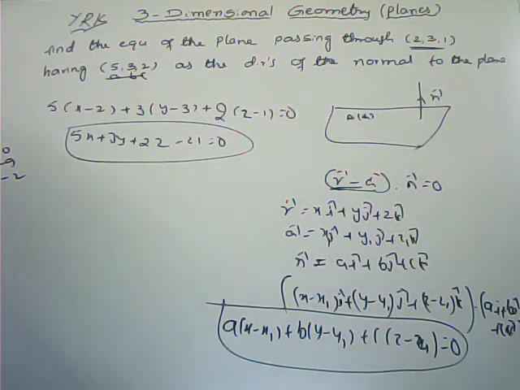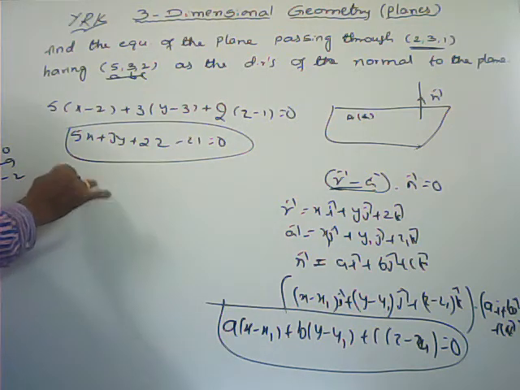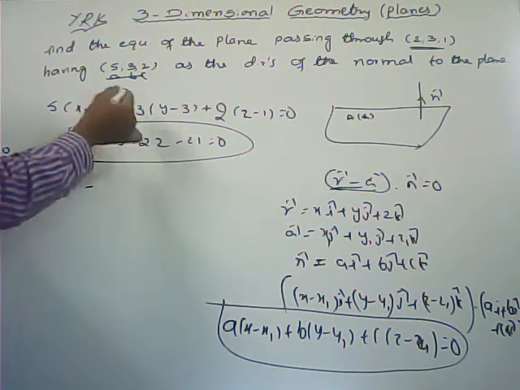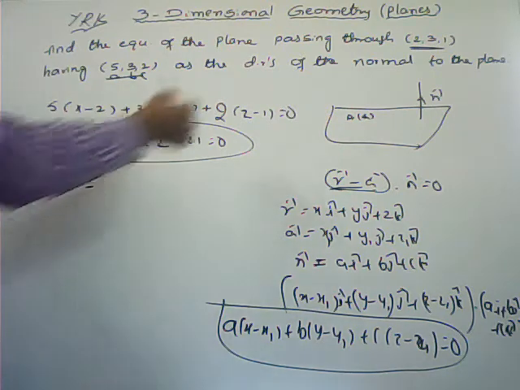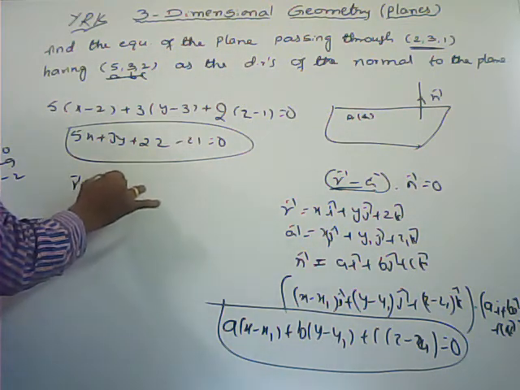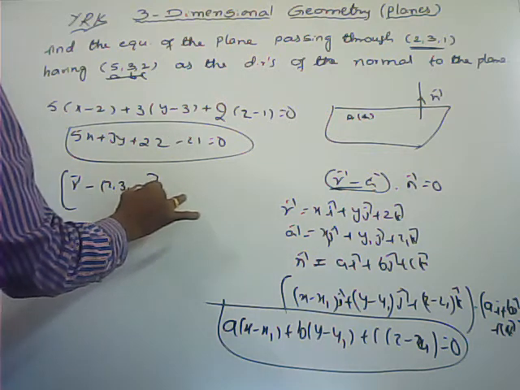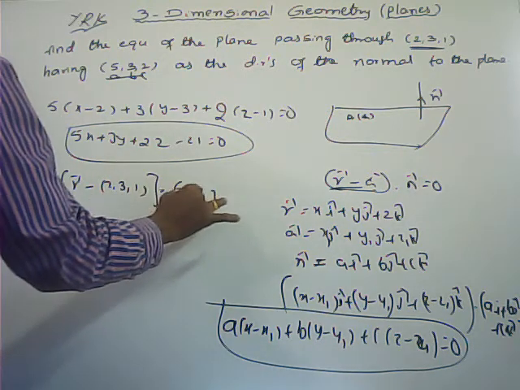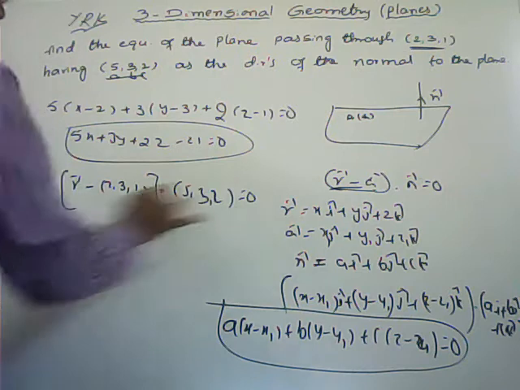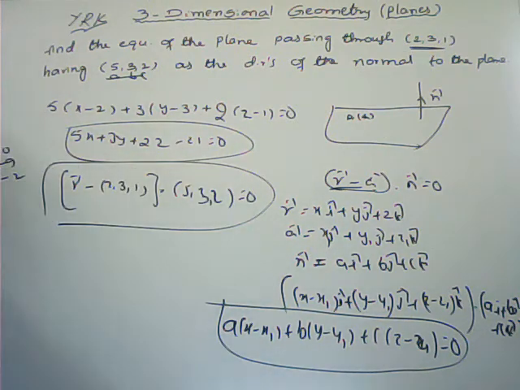Now the normal form you can also write: r bar minus a bar. What about a bar here? Passing through the point 2, 3, 1, dot n bar, that is 5, 3, 2, equals 0. This is the equation of the plane in the vector form. This is the Cartesian form.